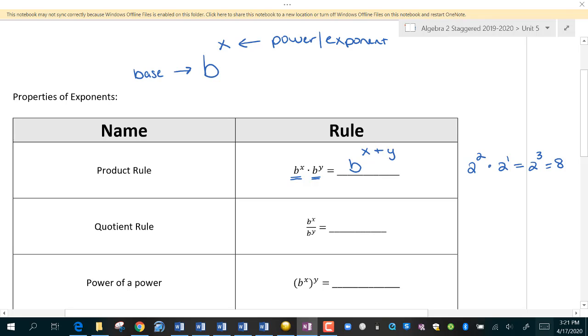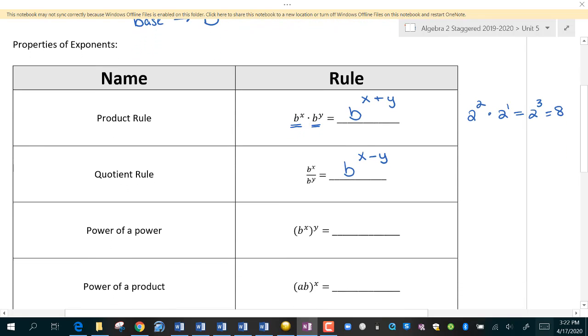The quotient rule, so when I'm dividing b to the power of x divided by b to the power of y, I would then subtract exponents. So this becomes b to the power of x minus y. Our power of a power, or power to a power sometimes. So notice I have an exponential, b to the power of x, all to the power of y. That's why it's outside the parentheses here. So in this case, I can actually multiply these two exponents. So it becomes b to the power of x times y.